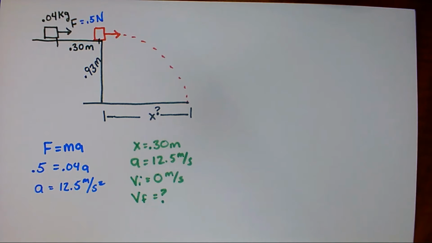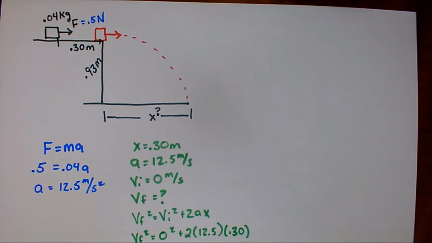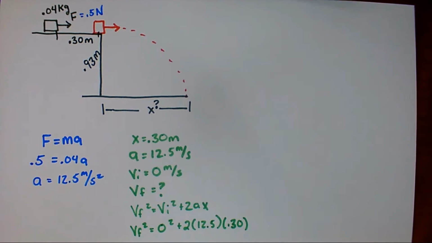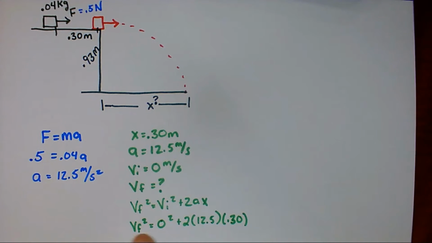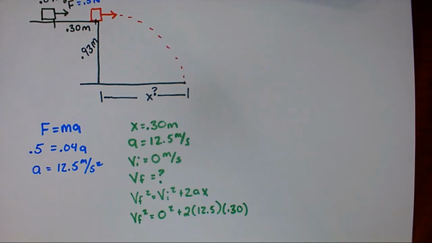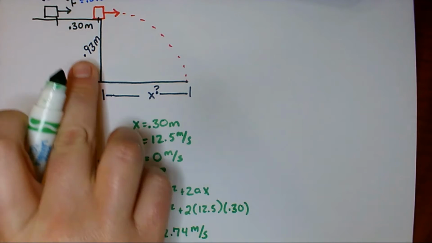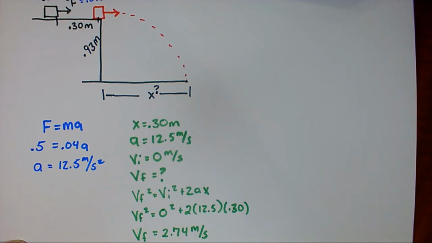When you look at your constant acceleration equations, we want to pick the one without a t in it. So I picked the one with vf squared equals vi squared plus 2ad, substituting in, and when you solve that for velocity final, you get 2.74 meters per second. So that's the speed that it exits the table. The final step here is going to be a projectile motion equation, and for that we make a chart.